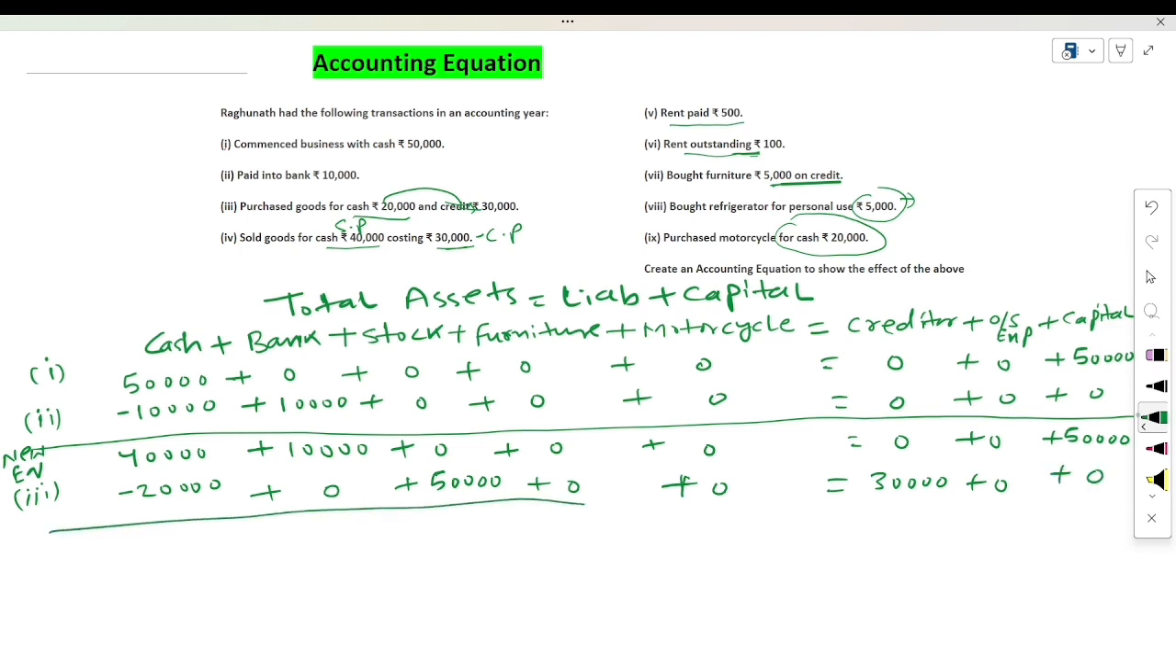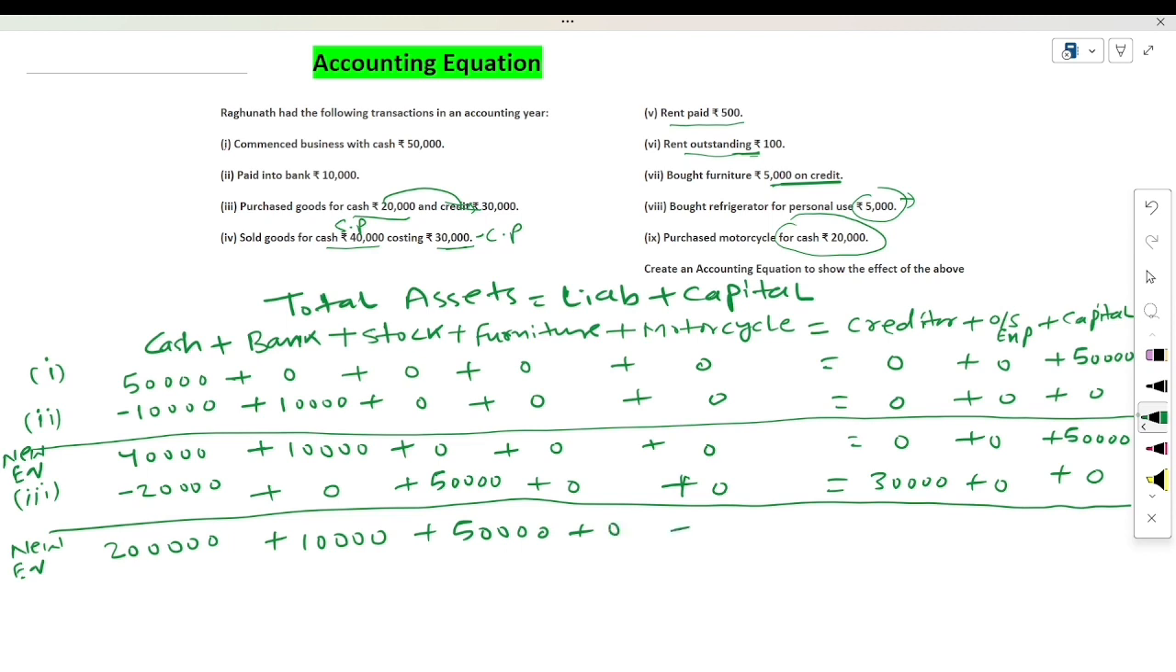Now we have to find out the new equation. The new equation will be here: 40 minus 20, 20,000, plus 10,000, plus 50,000, plus 0, plus here also 0, is equal to 30,000 plus 0 plus 50,000, as it is. Now come to transaction number 4.